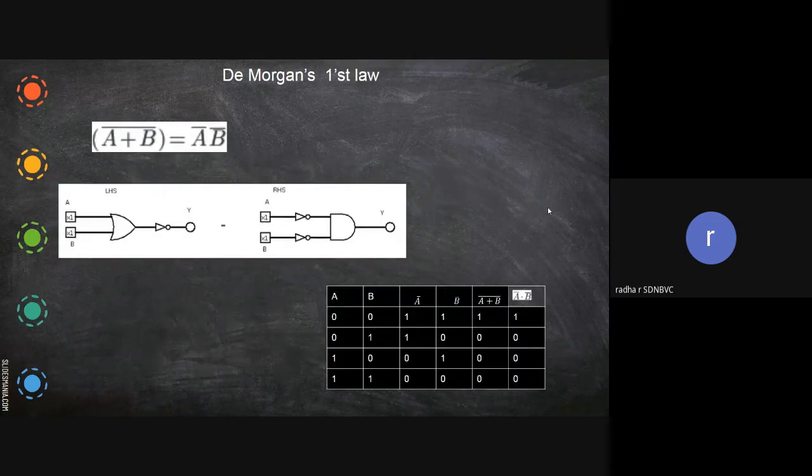Now we'll see the first law implementation. So A plus B means you go for an OR gate. Then when there is a bar, you go for a NOT gate. So here an OR gate, then the output, after addition only, you have to do the bar. That is the meaning of this. So an OR gate followed by a NOT gate will give you A plus B the whole bar. A is the input, B is the input. These two are added together and then after negation you will get the output. That is how you have to interpret this.